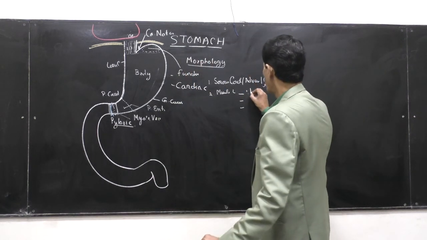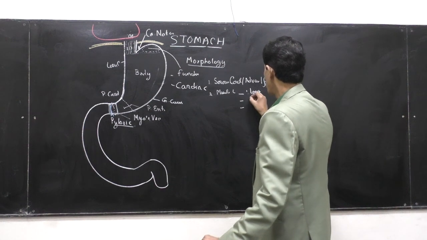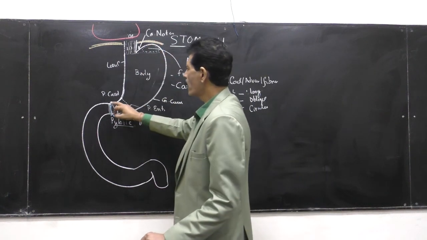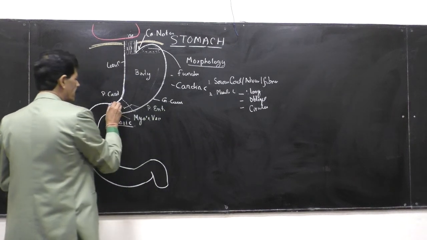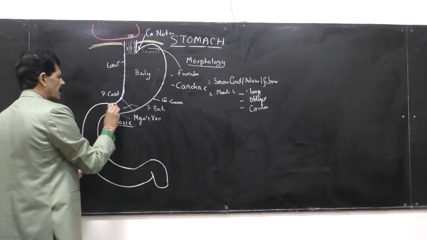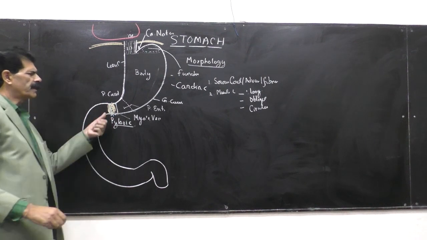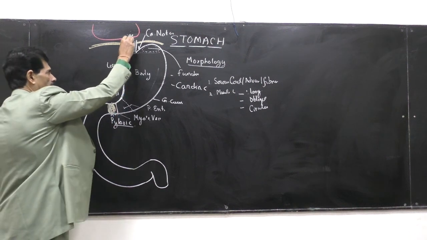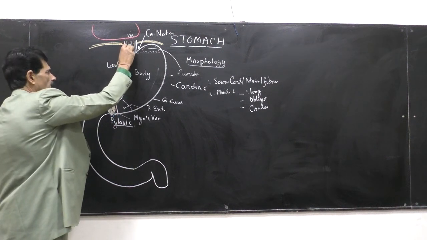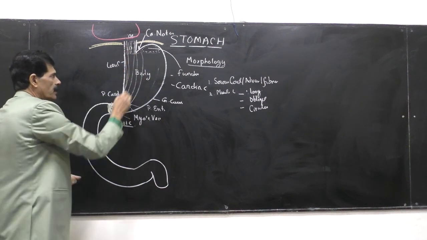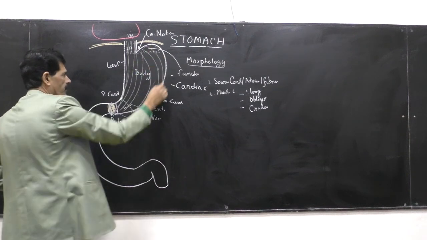So there are the longitudinal muscles, there are oblique muscles, and there are circular muscles. The circular muscles are found everywhere in the stomach, but particularly at the pyloric end they get condensed and aggregated together to form what is called the pyloric sphincter mechanism. And otherwise, the outer longitudinal muscles which are present in the esophagus are continuous as such in the wall of the stomach as well.